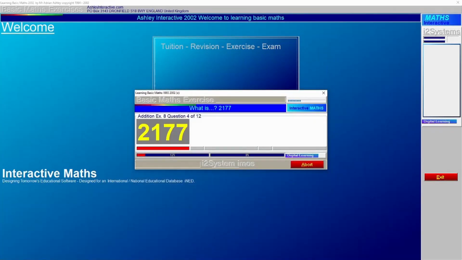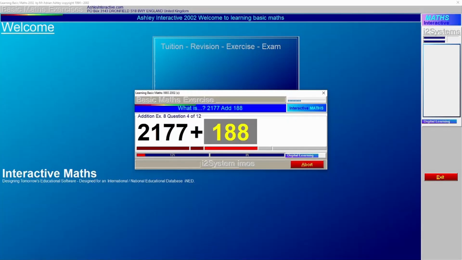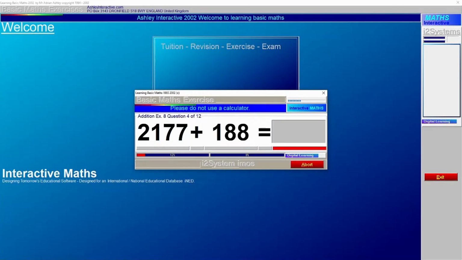What is 2,177 add 188 equal to? That is correct.